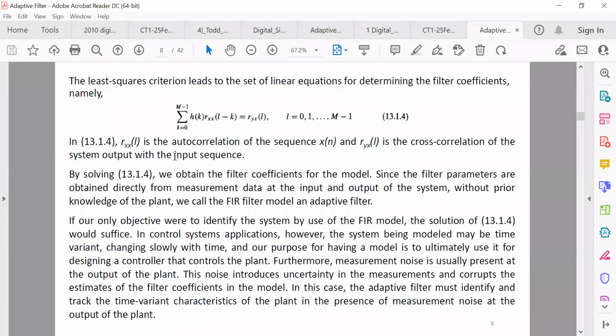RXX is the autocorrelation between the signal sequences, and RYX is the cross-correlation between the input and output of the signals. So by using this relation we can get the filter coefficients, and thereby we can update the filter coefficients to get the required signal, and that's why it is termed an adaptive filter. Okay.